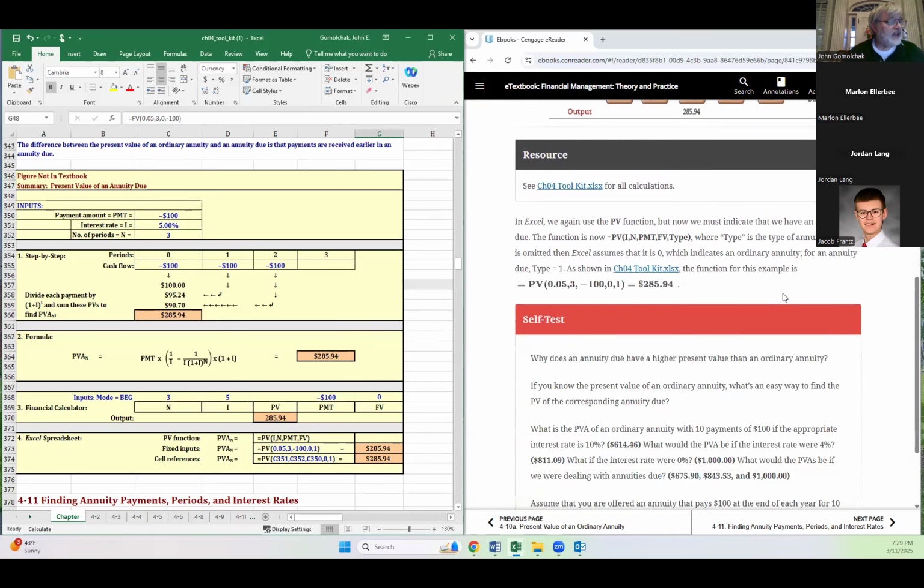Really like Excel for these purposes. And once again, they keep pointing it out in the electronic version here. Hey, you might want to skip over to chapter 4, the toolkit, because they didn't put it in the text for you.